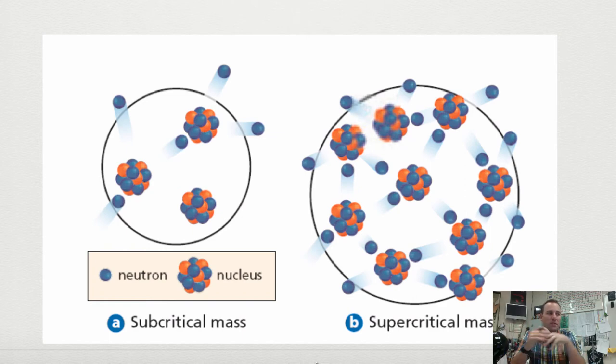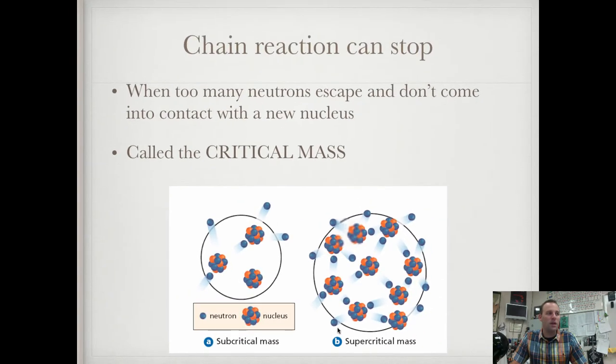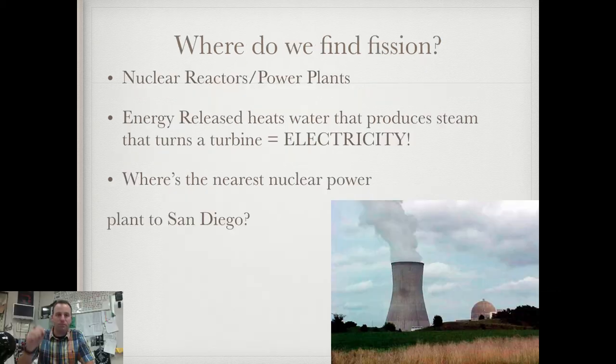You can see in this diagram that if you don't have enough neutrons, if they've escaped, then you're going to have subcritical mass. That means enough neutrons have escaped so that the chain reaction is going to stop. We also have supercritical mass, which is where you have too many neutrons. But mainly what I'm concerned with is that you know that critical mass is the point at which the chain reaction is going to stop if you don't have enough neutrons to maintain it.